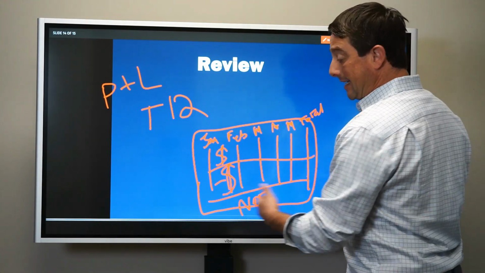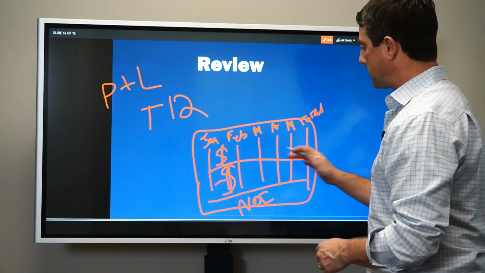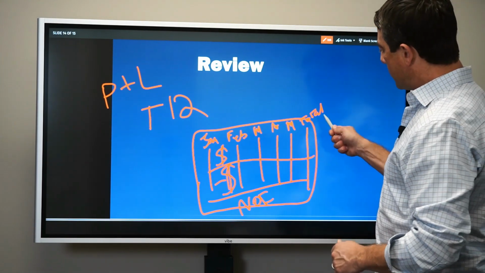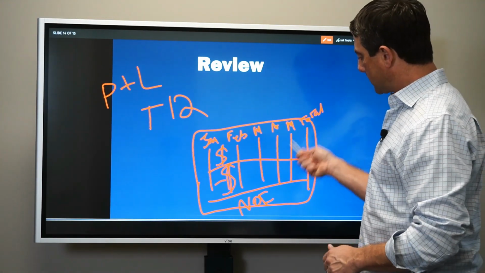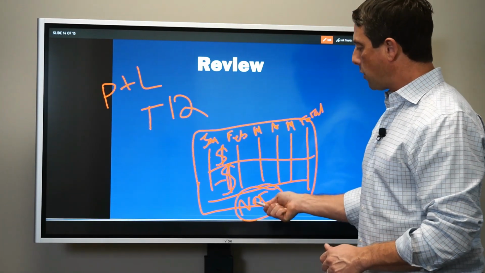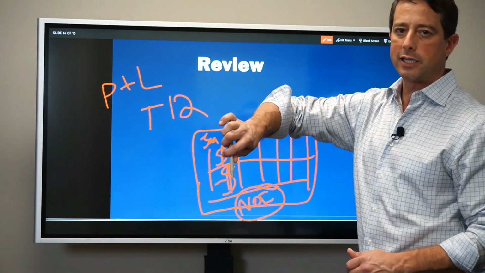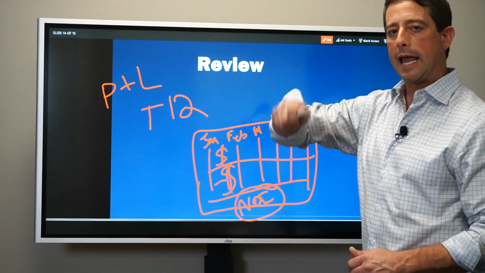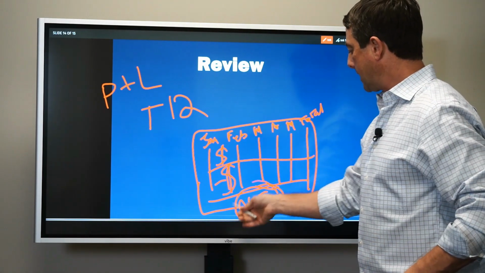I like to try and get these in Excel if I absolutely can, because it allows me to manipulate the data. This is where we're going to take that NOI. We're going to look at the seller's NOI, and that's what we're going to use to plug into our calculations to start figuring out, is this a good deal? We're going to take this NOI.